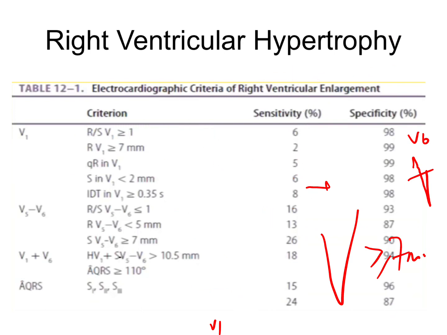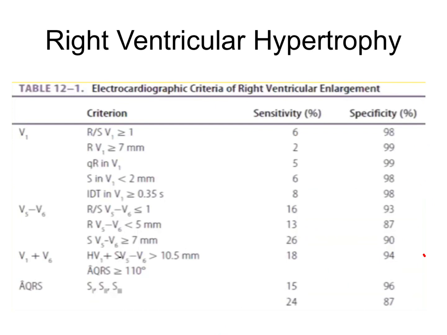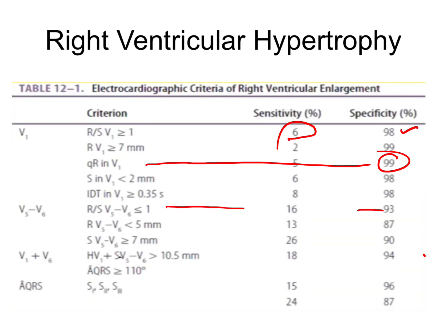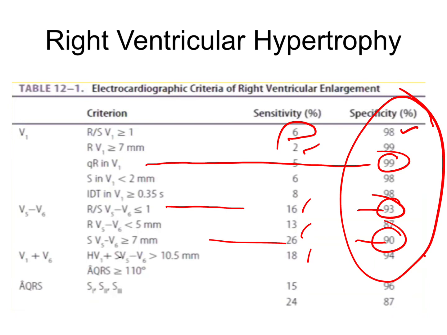The sensitivity and specificity of these criteria is shown. The R/S in V1 has a specificity of 98%, but the sensitivity is only 6%. Similarly, QR in V1 has a 99% specificity. The R/S in V5, V6 has a specificity of 93%. Similarly, deep S wave in V5, V6 has a specificity of 90%. If we see the sensitivity, these are very low. So this is not a gold standard.